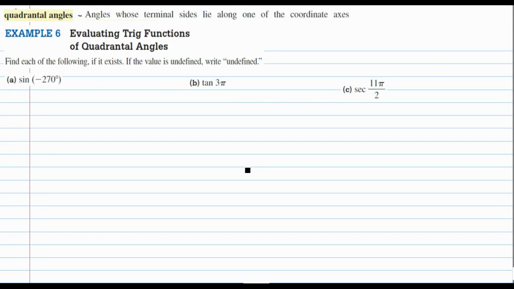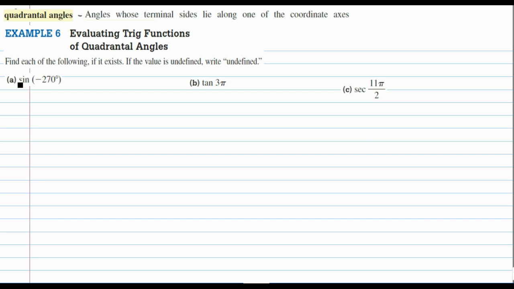This is the screencast for section 4.3, example 6. We're going to study quadrantal angles. Quadrantal angles are the angles whose terminal sides lie on any of the coordinate axes. That's why they call them quadrantal, because they happen in 4 different spots on the axes.